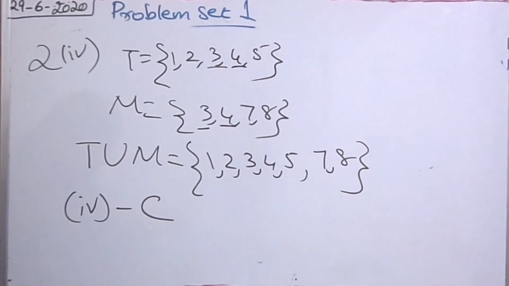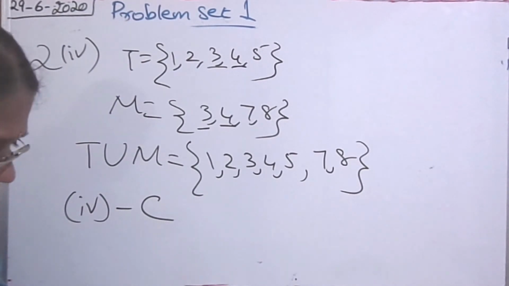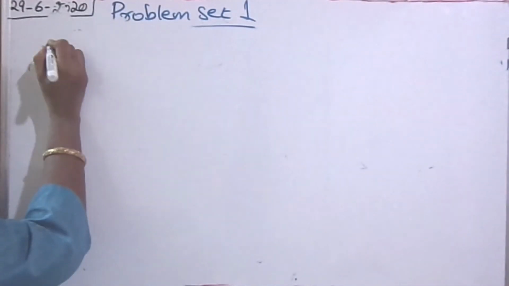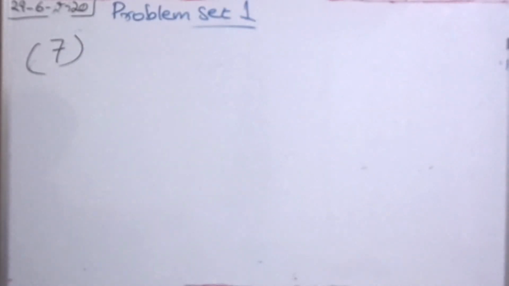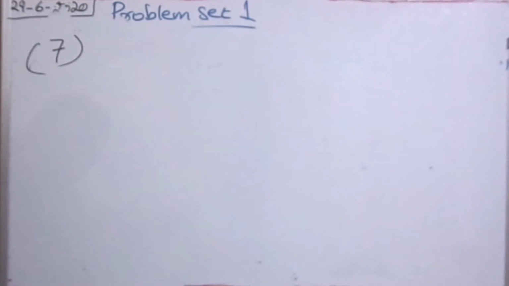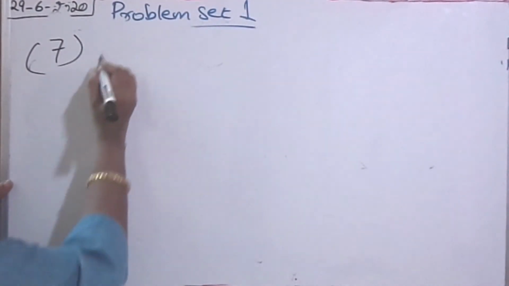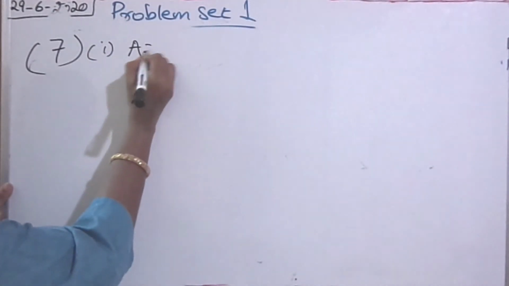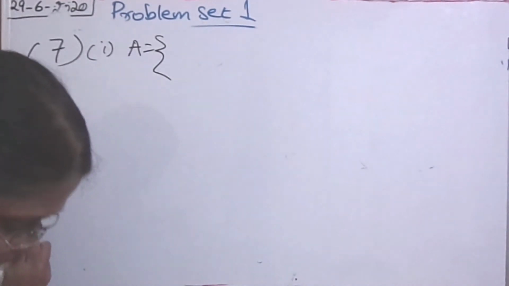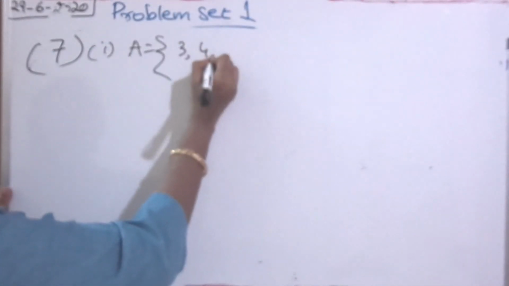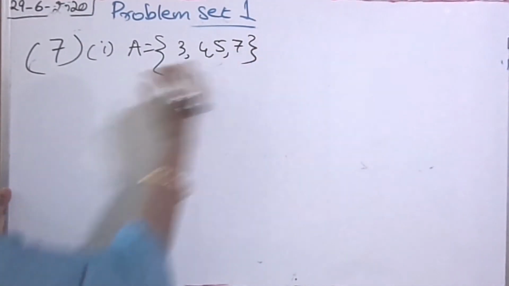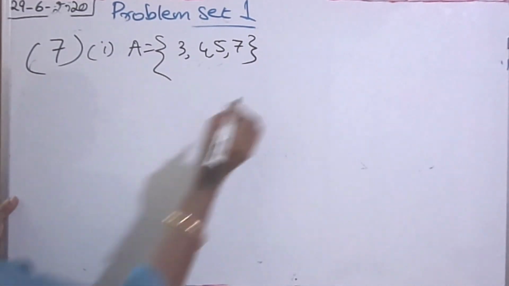Now we go to the seventh sum. Seventh sum is that union. Question number 7. Represent the union of two sets by Venn diagram. Oh, we have to draw Venn diagram. So let us start with the first sum. A is equal to 3, 4, 5, 7. And B is equal to 1, 4, 8.